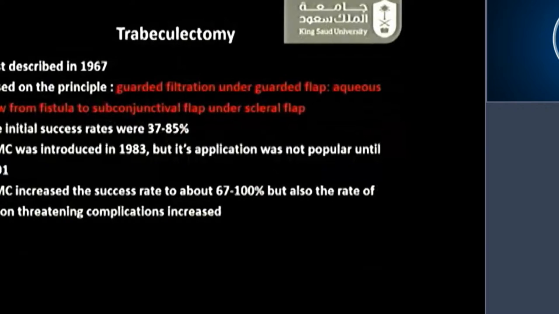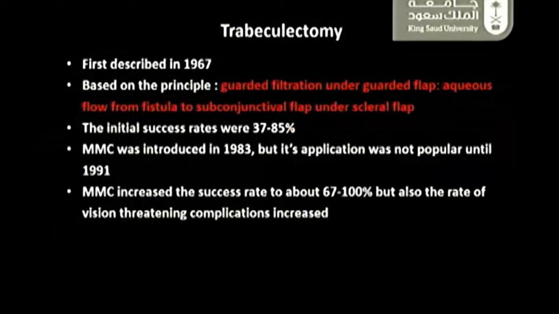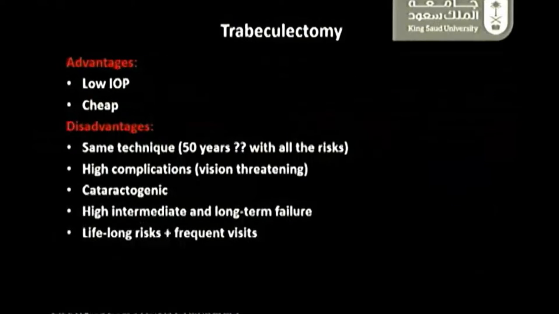So let's talk about trabeculectomy. Trabeculectomy was first described in 1967. It's based on the principle of filtration under a guarded flap. So aqueous will flow from the fistula to the subconjunctival space and tissue under the scleral flap. The initial success rate was 37 to 85%, which increased subsequently upon the introduction of mitomycin C. It increased the success rate to about 67 to 100%, but also increased the rates of postoperative complications.